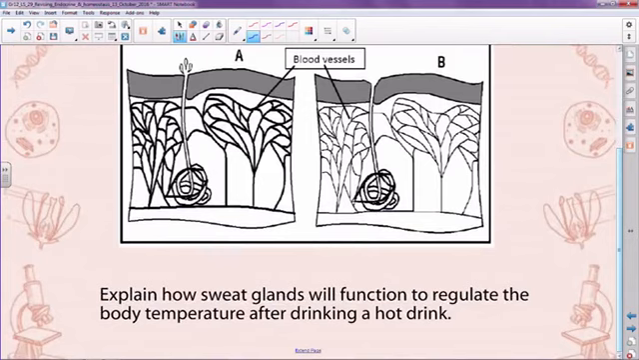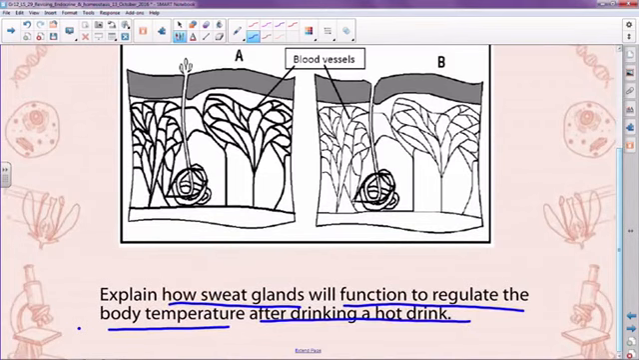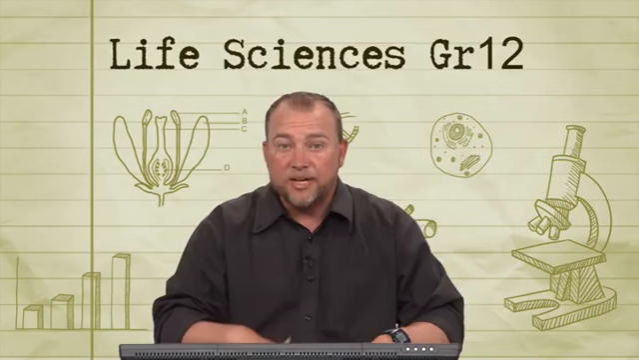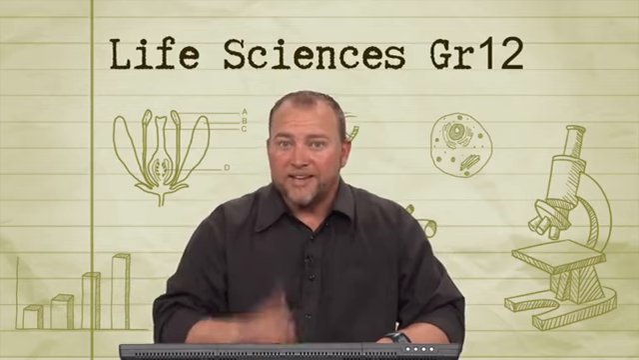Here it is. Explain how sweat glands will function to regulate the body's temperature after drinking a hot drink. Now, this is quite a big one. How does it do that? How does it regulate the body? And I'm going to give you 3 minutes for this one, because I want you to think it through very carefully, because there are different things that you've got to take into consideration with this. So 3 minutes, are you ready? Off you go.